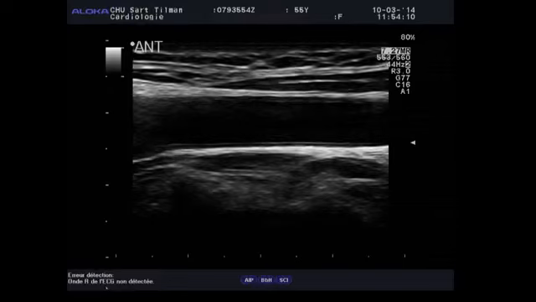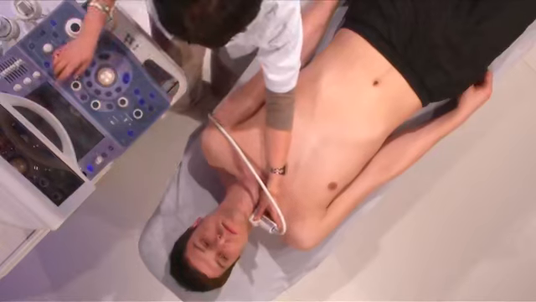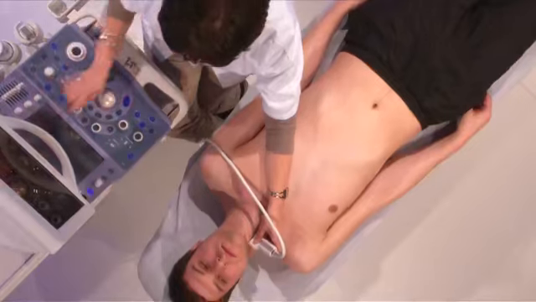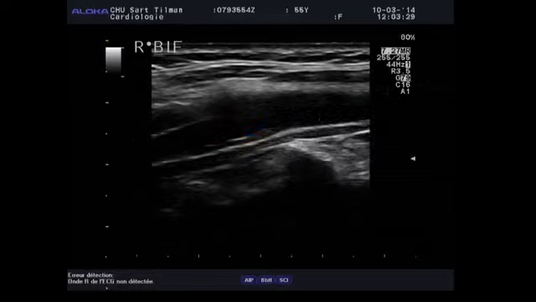You can also do the same examination with an anterior view. You just put your probe on the anterior edge of the muscle with color Doppler and E-flow. Then you move to the carotid bifurcation. You can see here the common carotid artery, and here the bulb of the internal carotid artery.